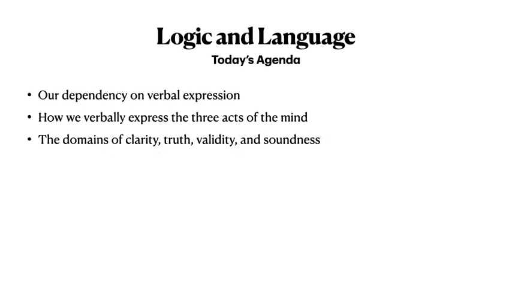Our agenda for today is first to note the nature of our dependency on verbal expression, why we need words to convey our thoughts. Then we want to talk about how we verbally express the three acts of the mind and introduce the vocabulary we use there. And then finally, we'll talk about the specific domains of clarity, truth, validity, and soundness, which correspond to the three acts of the mind.